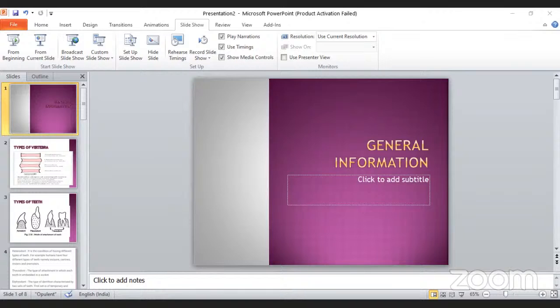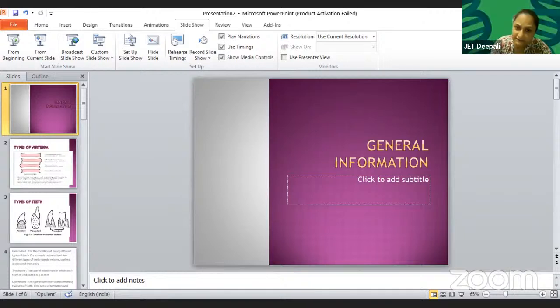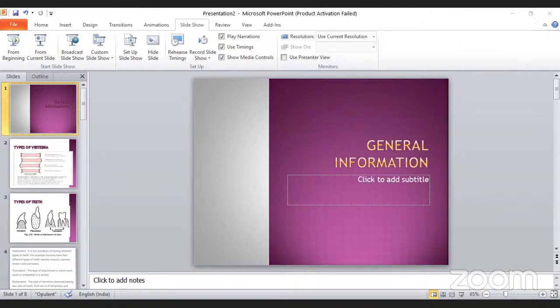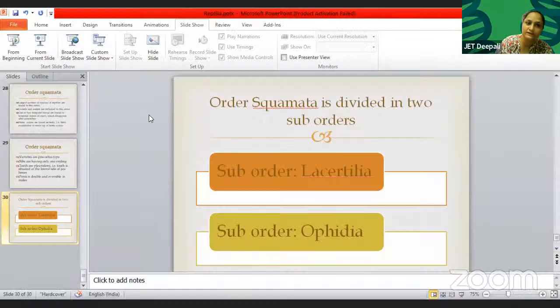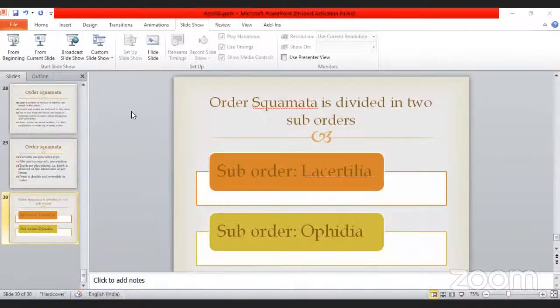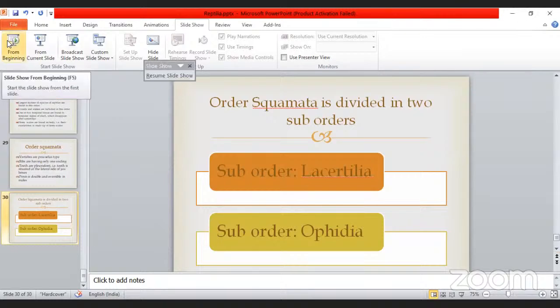Ma'am, I can't see the slide what you're teaching, ma'am. Slide isn't moving. It is on the first slide only, ma'am. Okay, beta, I have to do it again. Stop sharing and share again. Then only you will be able to see this. Don't worry, I'll make it visible. Now is this visible? Yes, ma'am, it is. Okay, then start once again.